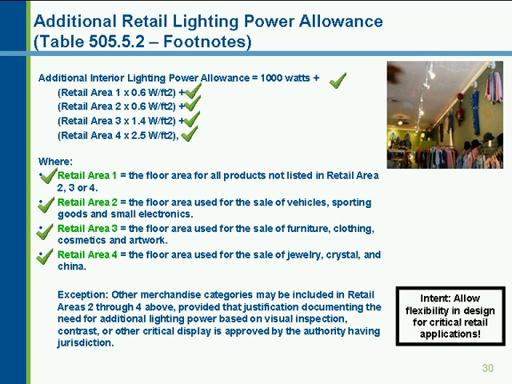There's also an exception here at the bottom that notes that if you have merchandise that isn't included in retail area type 2, 3, or 4, that you believe should be included in there, as long as the building official accepts that addition, you can use those 2, 3, and 4 allowances.